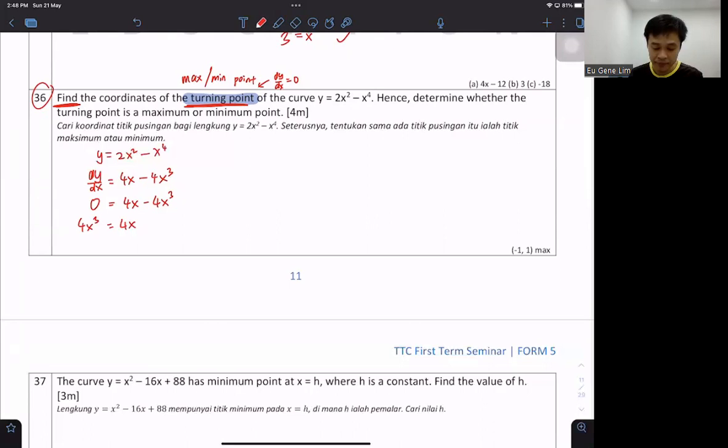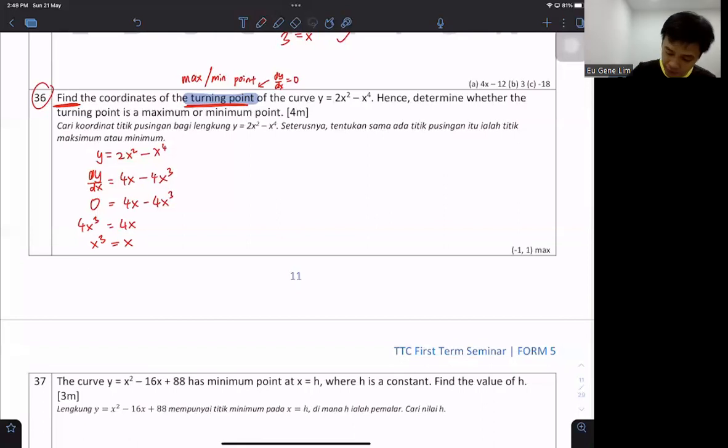Then divide by 4. 4 bring over, divide by 4. So x cubed equals x. Then how? x cubed equals x. How to find x?